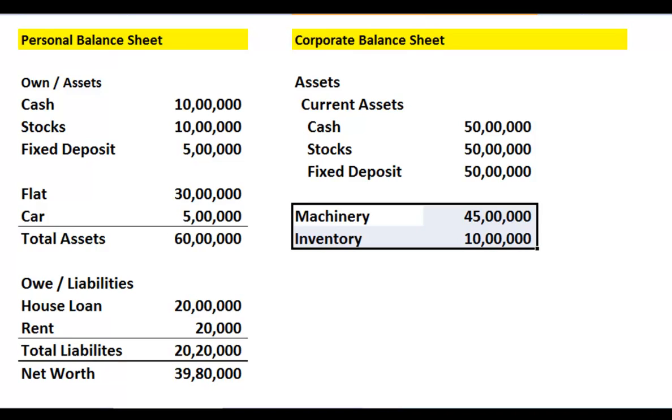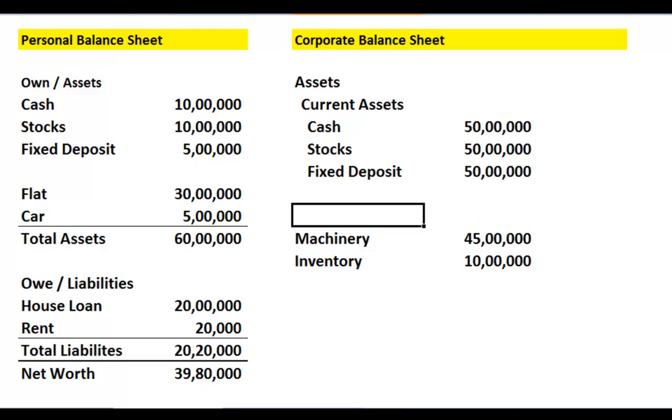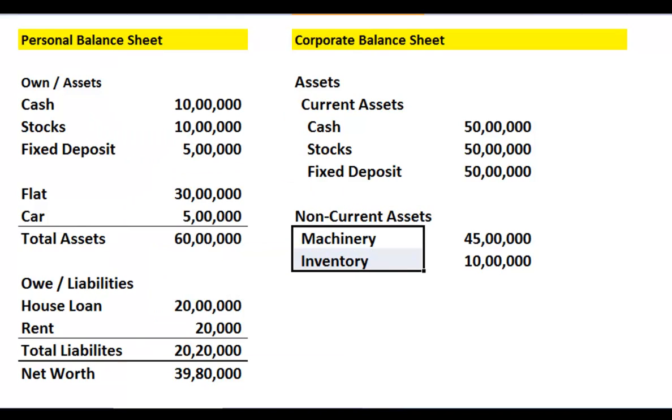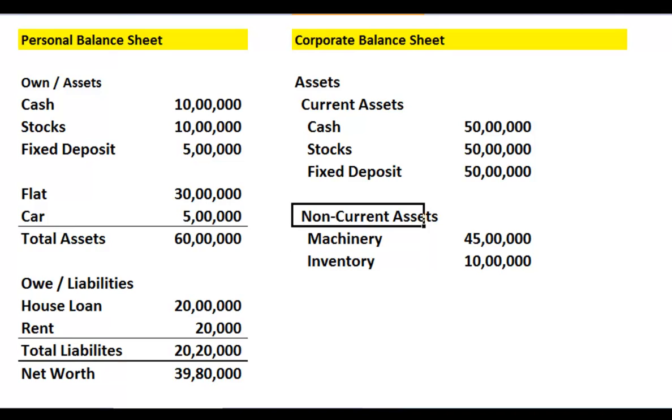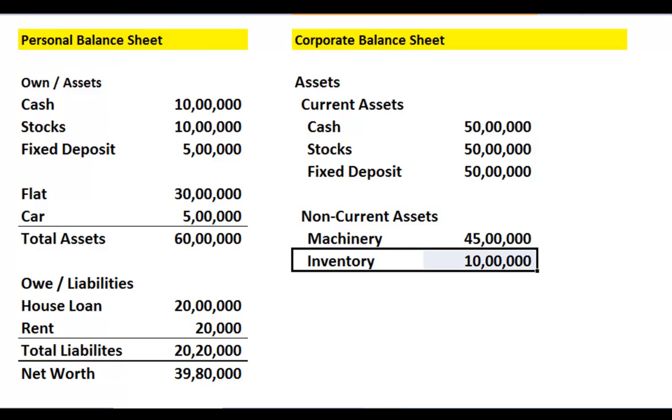Okay, so you get the sense. And these kinds of assets are not liquid assets. If you want cash from these assets immediately, it's going to be very difficult to sell your machinery or your inventory immediately and get cash. It's going to take a longer time. So those kinds of assets are typically called non-current assets. So you see, current assets and non-current assets are the two kinds of assets in a company.